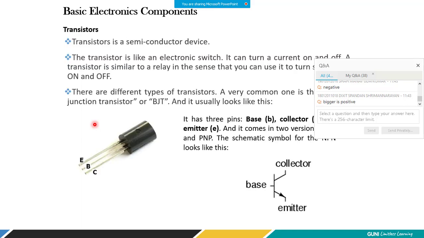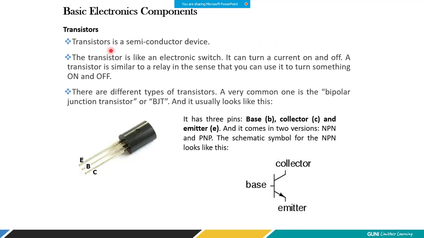So let me go ahead. Now I am saying that there are active components, right? And in active components, there is something called a transistor. It is a semiconductor device. The transistor is like an electronic switch. Please understand. It can turn a current on and off. A transistor is similar to a relay in the sense that you can use it to turn something on and off. For example, let's say I want to ensure कि एयर कंडीशनर जो हमारा है IoT से, सपोज IoT का एक सर्किट बना के हमने उसको अपने मोबाइल ऐप से कनेक्ट कर लिया है, and I can even switch on and switch off my air conditioner, let's say through the mobile phone.